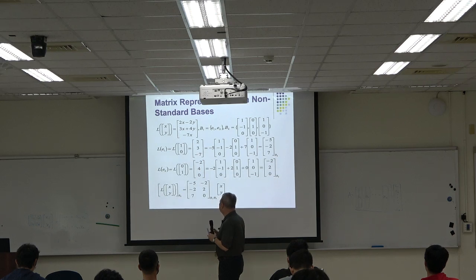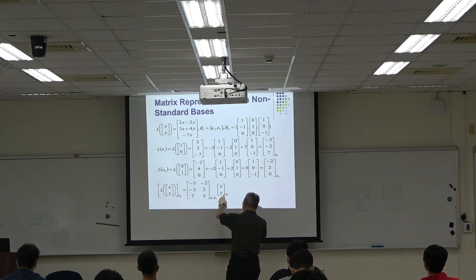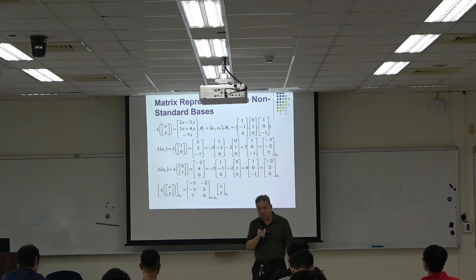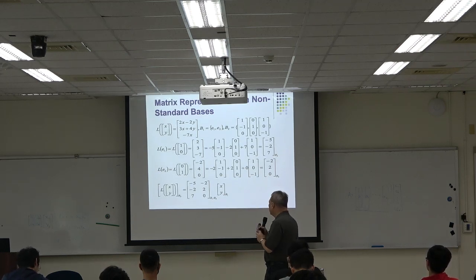And remember, this is from B1 to B2, okay? Where B1 is R2, B2 is 3-dimensional. Okay, you have 3 components.